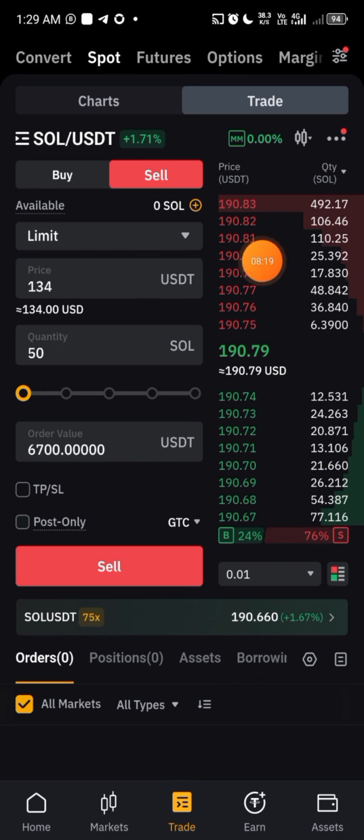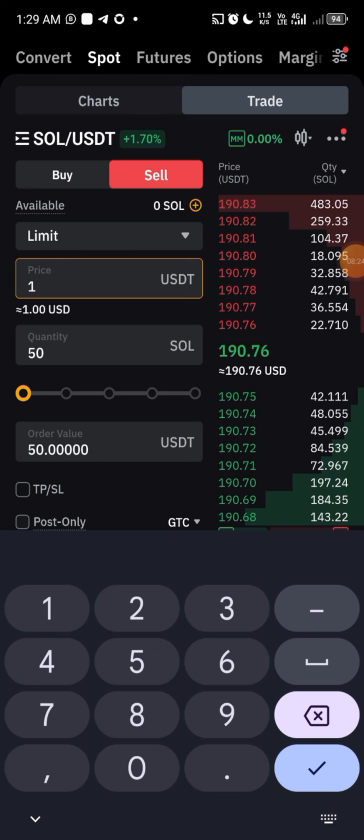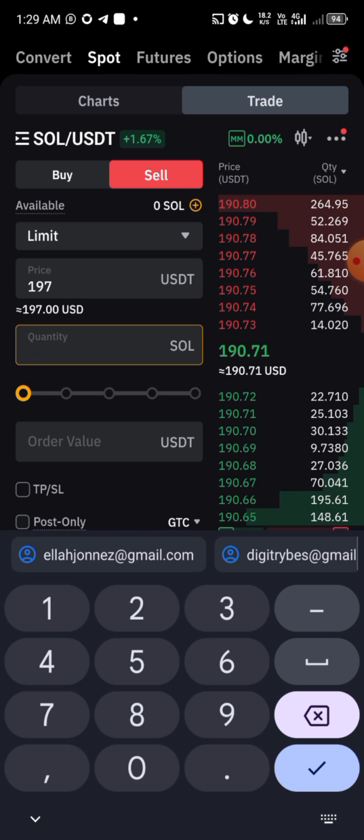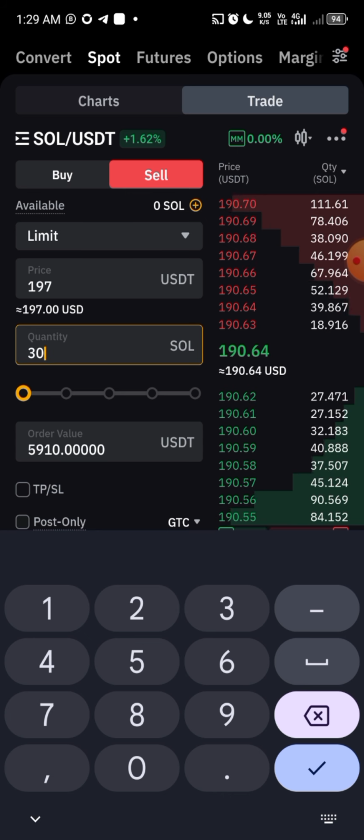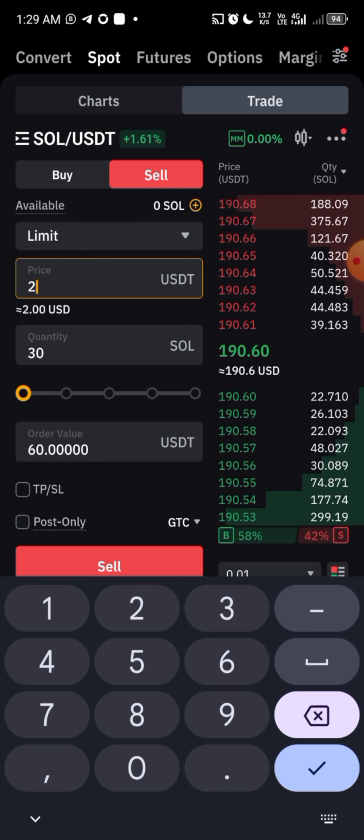So the next thing, I'll come here and increase from 134. The next price was what? 197. So I'll put 197 like this. Then I'll put 30. So 30 will give me 5,900, right? Then the last price, which is 260, I'll come here and put 260. Then I'll set the last one, which is 20. So 20 will give me 5,200. So you see how I have spread it across 3 places.